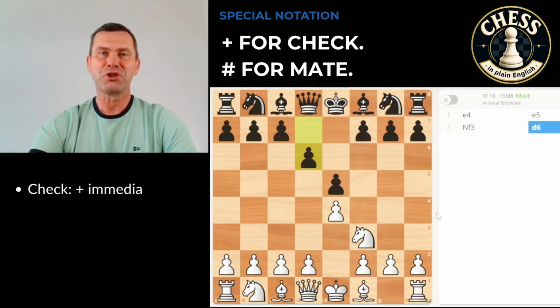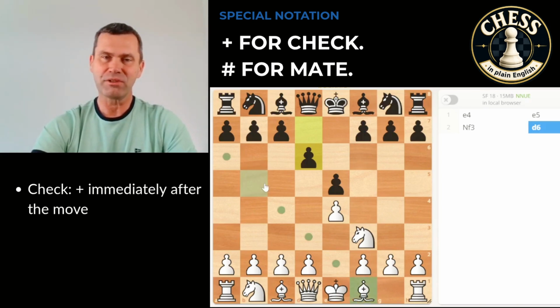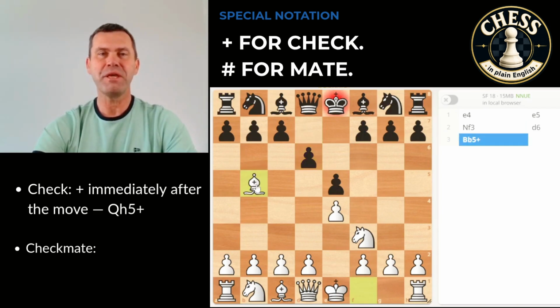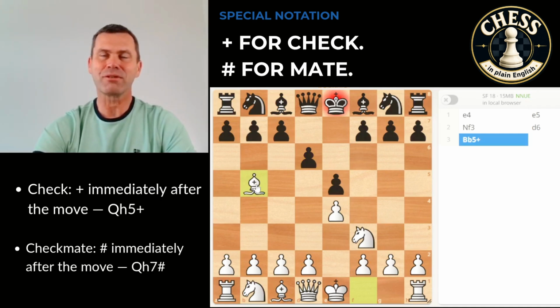How do you mark a check during the game? Look at this. Bishop to B5, B B5, and then a small plus immediately after. That's how you do it.